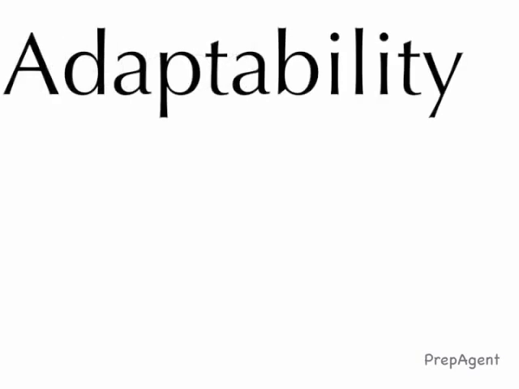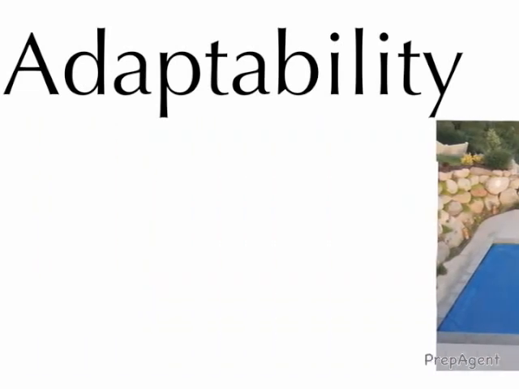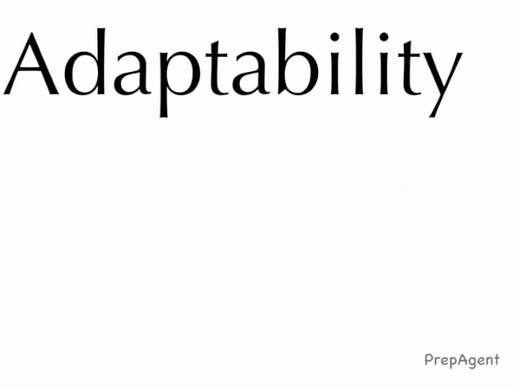Next, we have adaptability. If the item becomes an integral part of the home, it cannot be removed. For example, a pool covering is a fixture because that cover goes with the pool, even though it can be easily folded up and put away.